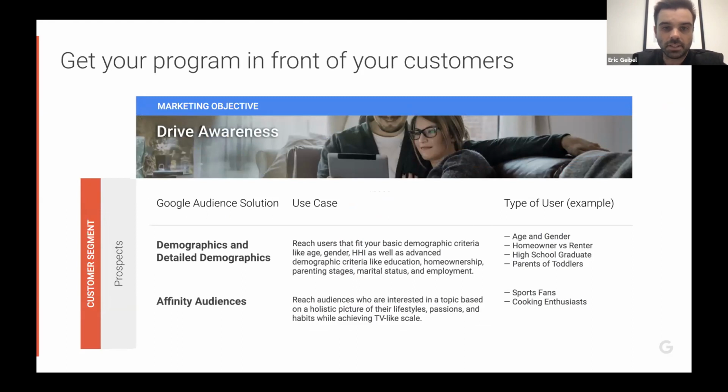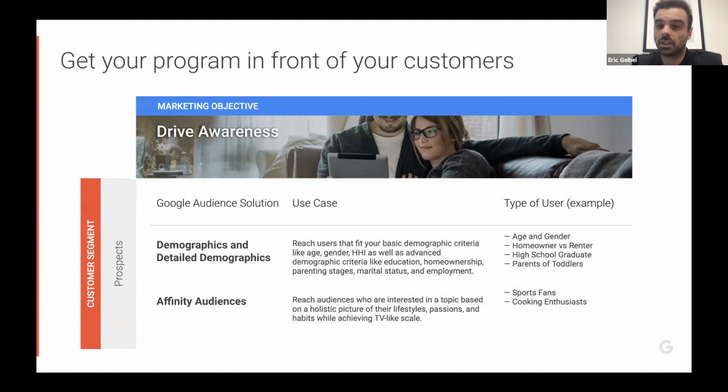So we have demographics and detailed demographics. Obviously, I think all of you have a pretty clear understanding of what demographic targeting is: age, gender, household income, location. What's great about Google is we now actually have a product called detailed demographics. So if you want to get into detail such as a homeowner versus a renter, if you want to run an energy efficiency program that might be geared towards high income individuals with a large house, or low income individuals that are looking to save money, we actually have the ability to look at level of education.